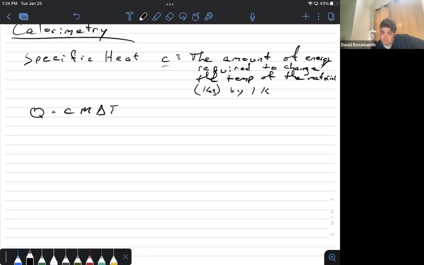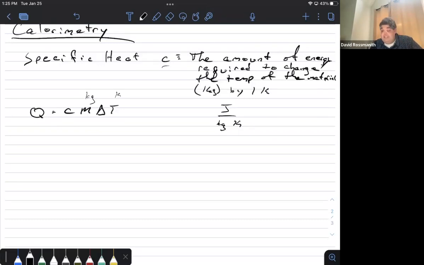Now, again, units, very important. Mass is kilograms. Temperature is Kelvin. Now it's delta T, so technically we could use Celsius if we want. And C has a stupid unit. It's joules per kilogram Kelvin. Okay. The units of C are given by the equation. It's not its own unit.